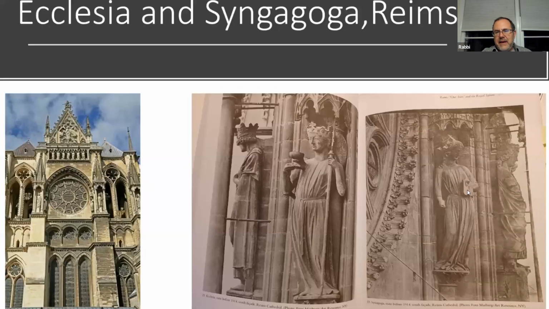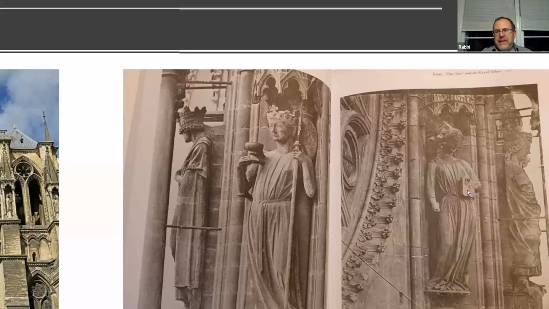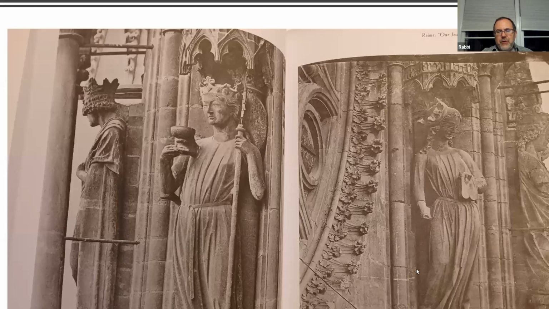And if we look at the synagogue, I can make it a little bigger here. Now the staff is missing, but she would have been holding a staff like Ecclesia. But we know from other examples that Synagoga's staff is always broken, whereas Ecclesia's is strong. Synagoga is holding the Ten Commandments there, and the Ten Commandments are upside down.